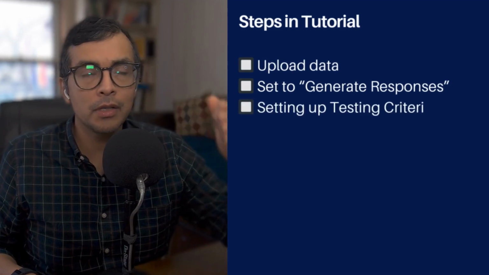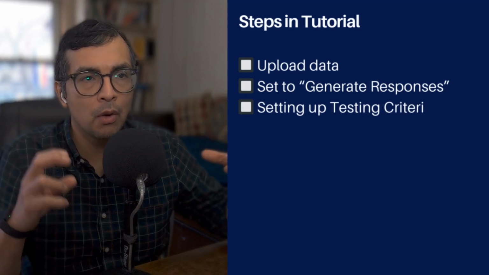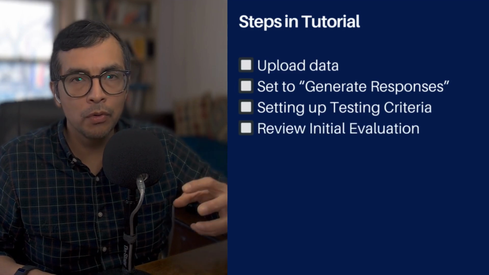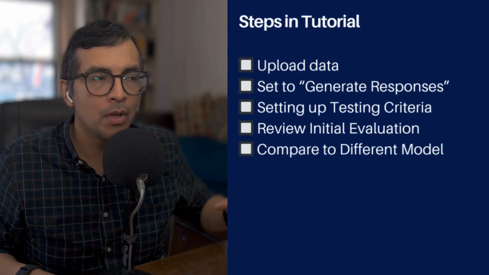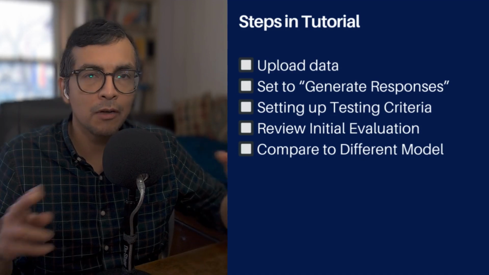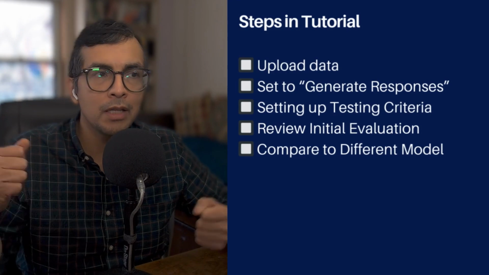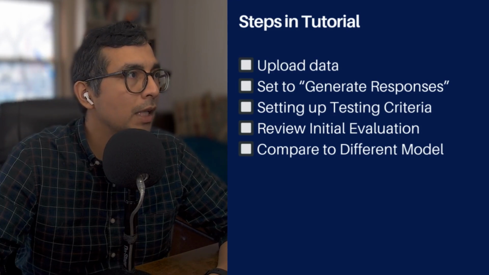Third thing that we want to do is set up our test criteria. So this is how we're going to measure whether or not one of the runs is successful or not. And then we're going to review our initial evaluation run. And then as a last step, we are going to compare different models. So we're going to compare how Turbo 3.5 does versus GPT-4.0, for example. So let's jump into it.